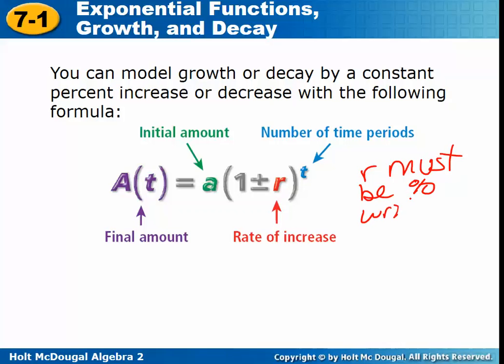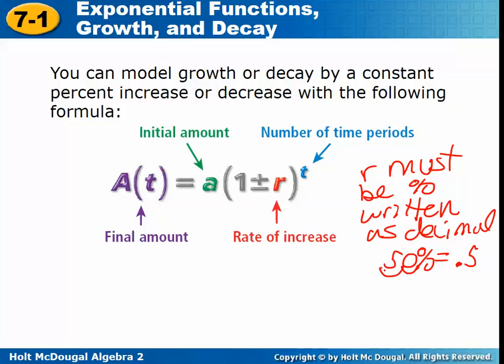Percent written as decimal. So a quick review, if you had 50%, you would write that as 0.5. You move over 1, 2 places. 5% would be written as 0.05. Our percents will usually be quite low, so you will often have a 0.0 and then the number. T is the number of time periods.